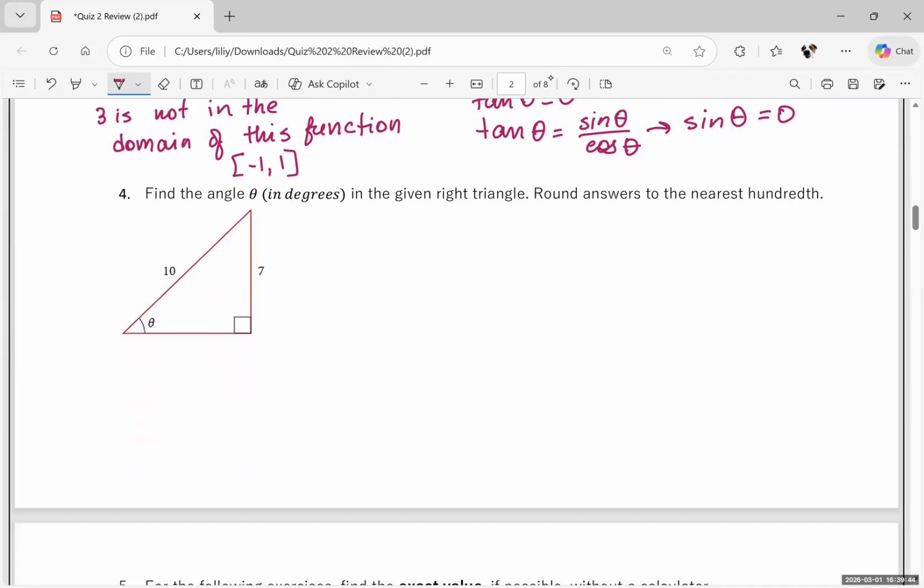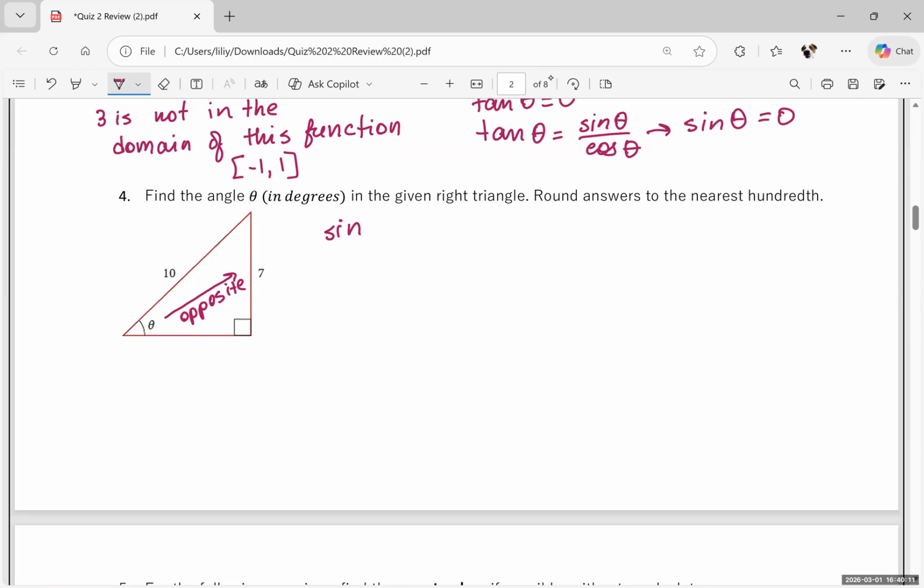Okay, a little bit of a word problem here. Find the angle theta in degrees in the given right triangle, round answers to the nearest hundredths. So on this one, we have a hypotenuse given, and we have the side that's opposite to the given angle. When we're given an opposite side, that is a sine problem. So sine of theta equals opposite over the hypotenuse, which means that theta is inverse sine of 7/10.